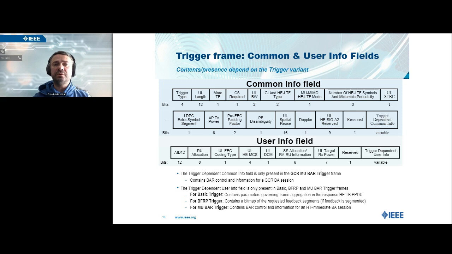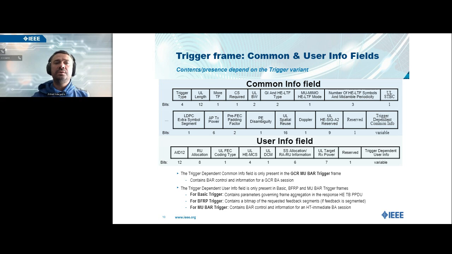So the GCR MU bar trigger frame variant contains block ACK request control and information for a particular GCR block ACK session. And as you'll see for the MU bar trigger, that particular information is carried in the trigger-dependent user info fields, because the MU bar trigger frame is addressed to multiple stations independently, while the GCR MU bar is not.